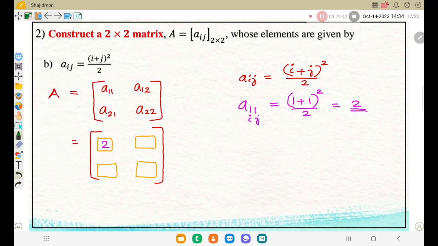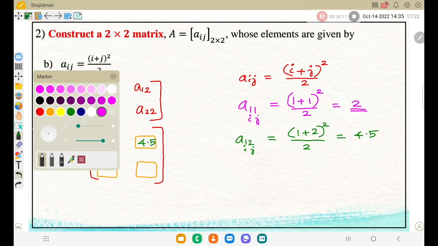Now go to the second number, A12 equals, i means 1, j means 2. So (1 plus 2) whole power 2 divided by 2. Correct? That means 3 square is 9. 9 divided by 2 we will get 4.5. So the second number is 4.5.